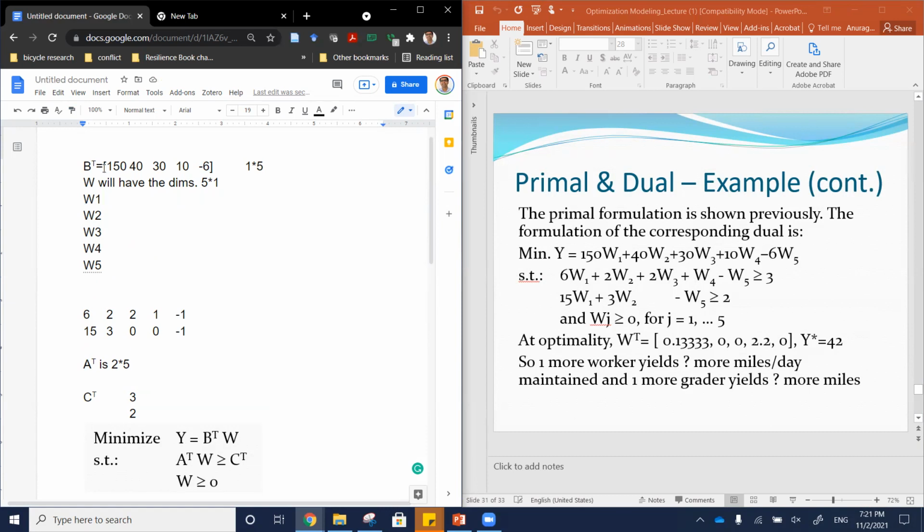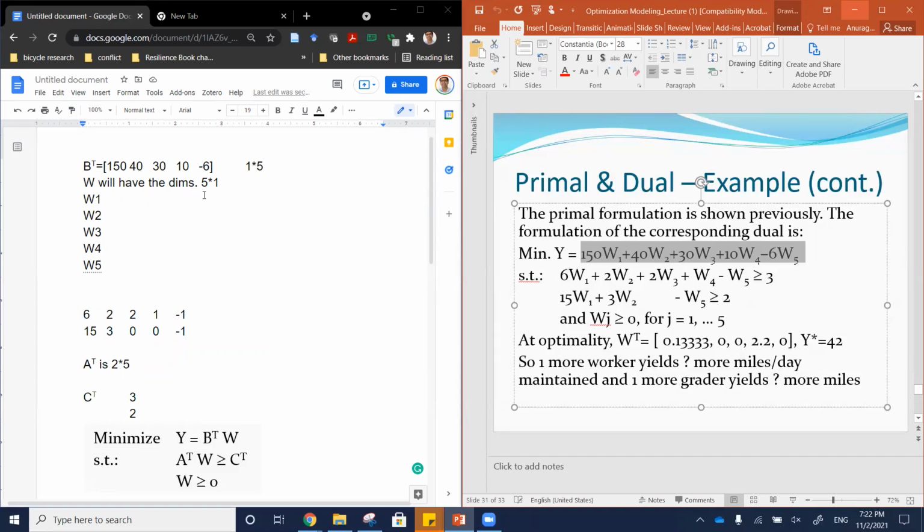Okay, so when I do B transpose times W, I'll get this: 150 W1 plus 40 W2 plus 30 W3 plus 10 W4 minus 6 W5, such that how many constraints would this problem have? This will have 2 constraints because I'm trying to write A transpose times W. So A transpose is 2 cross 5.